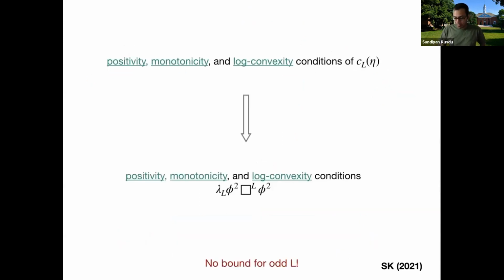And then since the C_L's are proportional to lambda_L, the positivity, monotonicity, and log convexity conditions of the C_L coefficients translate into positivity, monotonicity, and log convexity conditions for the lambda coupling constants.